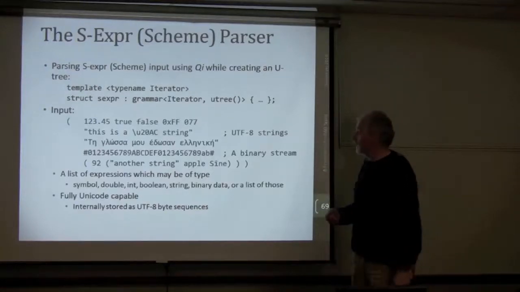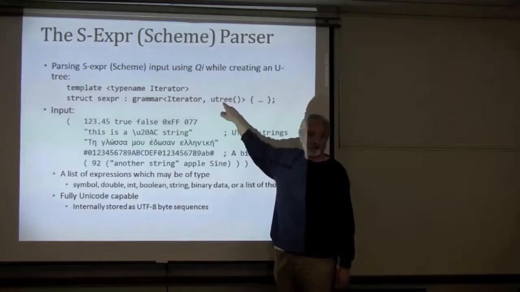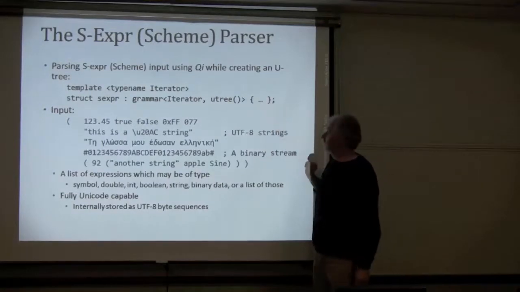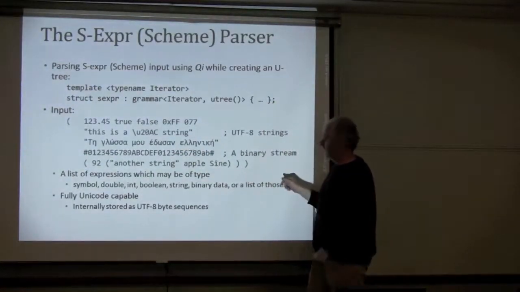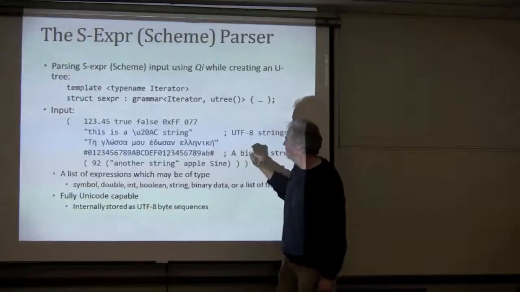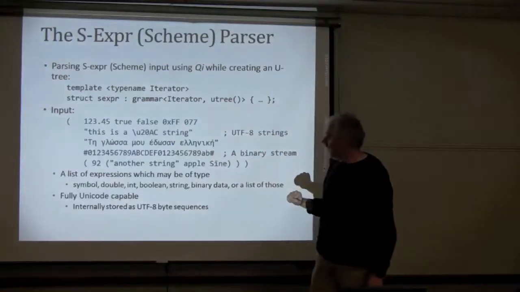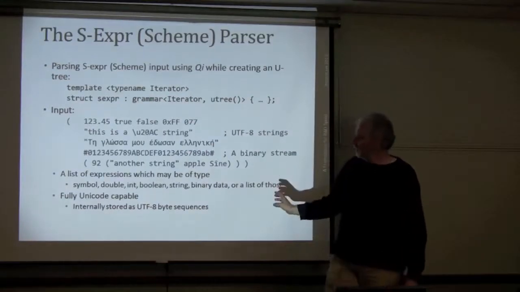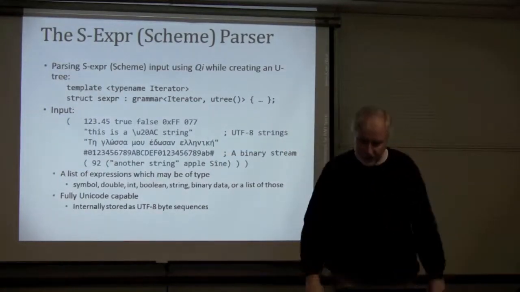Certainly we want to do that with Qi. So the first thing we say, okay, we define a grammar in Qi which just returns a U-tree as its attribute. The same thing as we saw already on the previous slides. And we will see what we have to put here into the grammar definition. As input, we get arbitrarily complex S expressions, which might contain some Unicode strings. Please don't ask me what that means. That's something in Greek. And which can be arbitrarily complex. And you can have a symbol, doubles, and booleans, whatever can be stored in a U-tree. It's fully Unicode capable, and it stores all the Unicode symbols internally as a UTF-8 byte sequence.